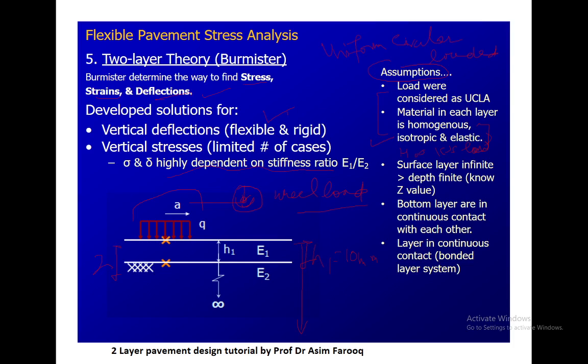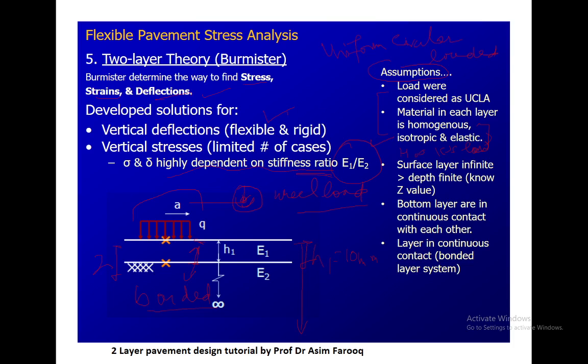The next point is that both layers, the one which is the base course and the one which is the subgrade, with E1 and E2, are connected. That means the two layer system is a bonded system, not an unbonded system. Another unique point in the two layer system is that it depends on the Young modulus, so E1 and E2 are the Young moduli of each layer.